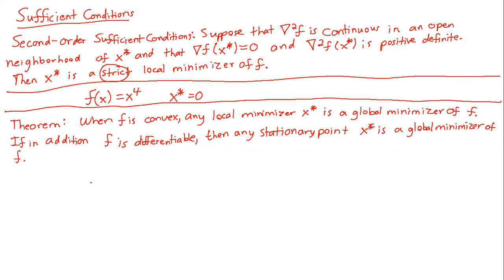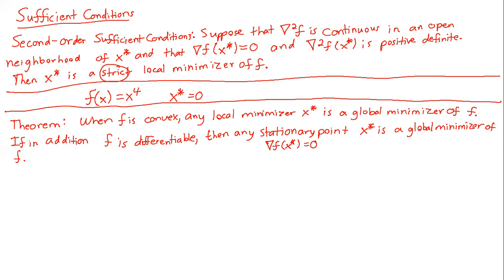So this is pretty powerful. It says that if you have a convex function as your objective function in unconstrained optimization, then if you find a local minimum, you also have found the global min. That's really powerful. And in addition, if your objective function is differentiable, then any stationary point, so that's where del f of x star is equal to 0, is a global minimizer of f.